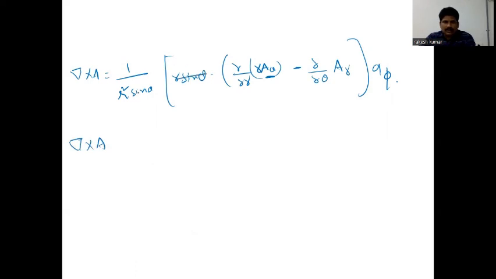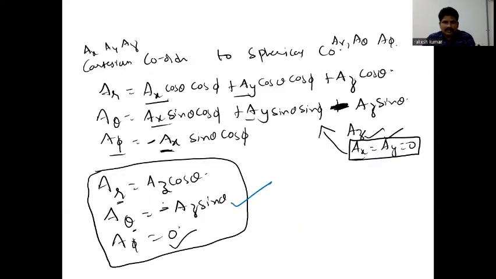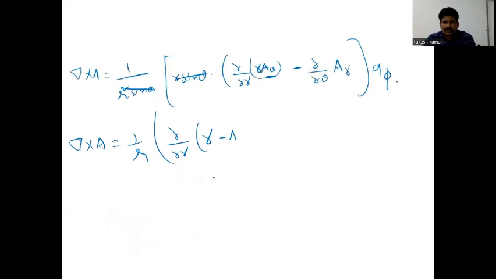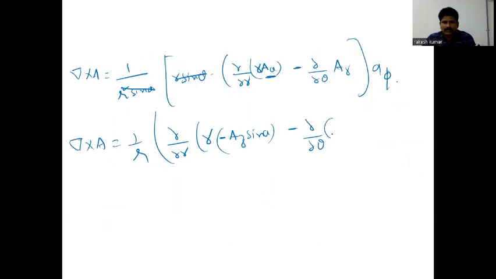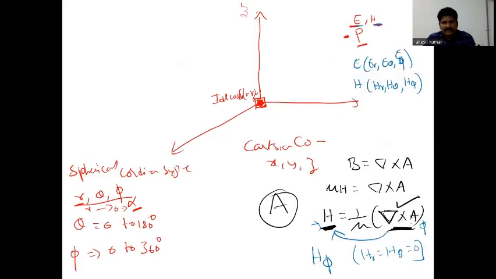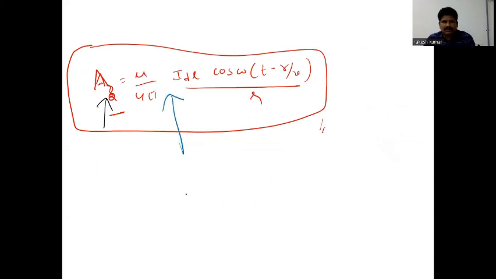r sin theta will get cancelled, so it is 1 by r into dou by dou r of r into A_theta, where A_theta is equal to minus A_z sin theta, minus dou by dou theta of A_r, where the value of A_r is A_z cos theta. This is along the A phi direction. And again, what is the value of A_z? Now substitute the value of A_z here.